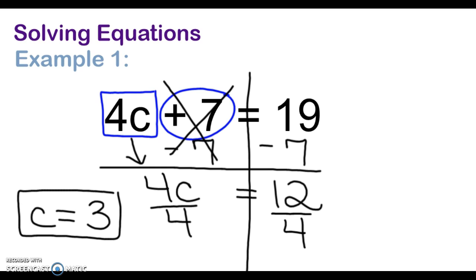And if you are uncomfortable with your answer, I suggest that you take 3 and you plug it in for c and just do quick order of operations to see if 4c, or 4 times 3 plus 7, comes out to equal 19. Let's take a look at another example.